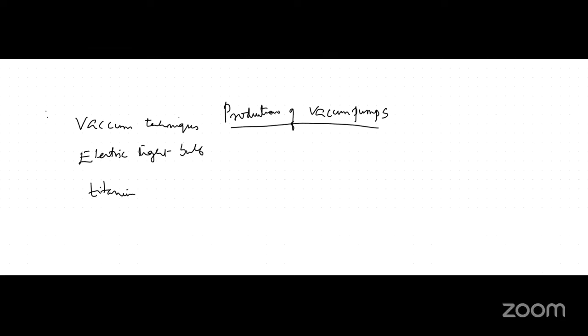A vacuum is created in a chamber or any vessel with the help of a vacuum pump, which is known as an exhaust pump.